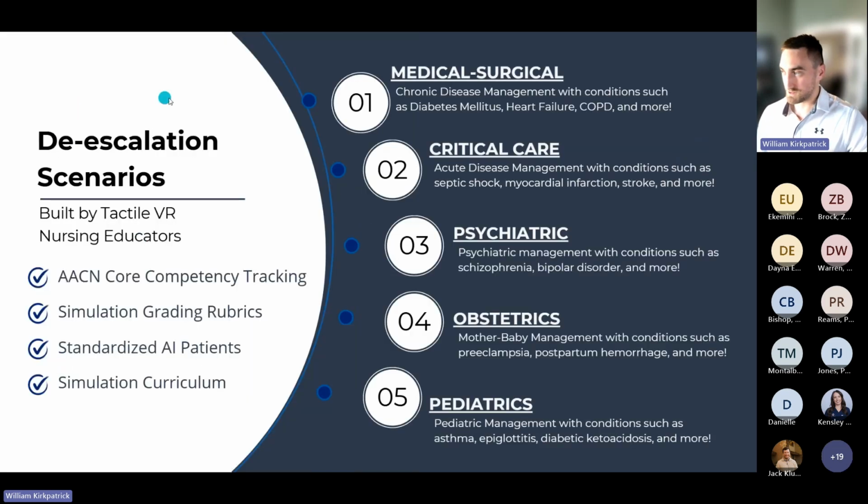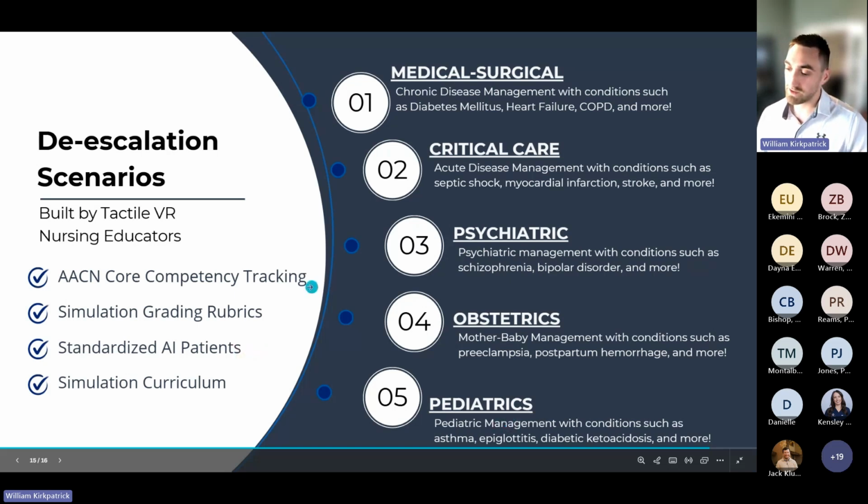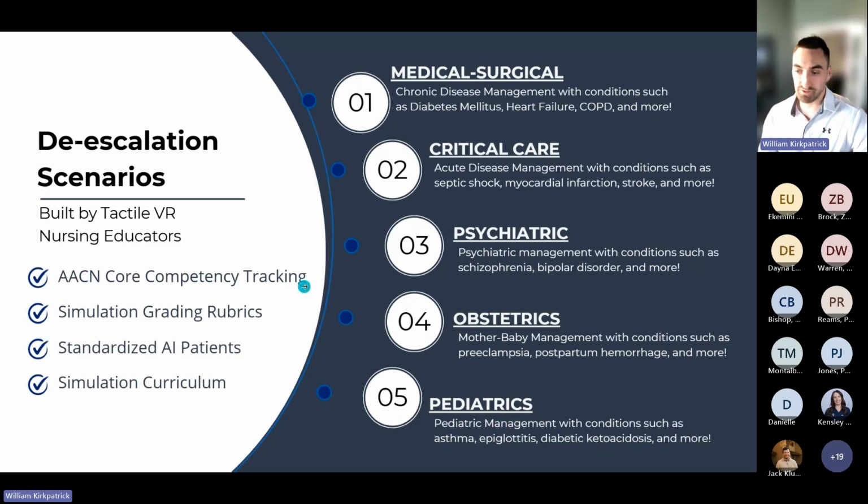So as we mentioned earlier, de-escalation training is really not just held to psych, even though obviously that's where it's most common, but it can be done in med-surg, critical care, psychiatric, OB, and pediatric settings. So giving them that comprehensive experience is really nice. We have lots of de-escalation scenarios that educators can just use that are pre-built by our nursing educators.